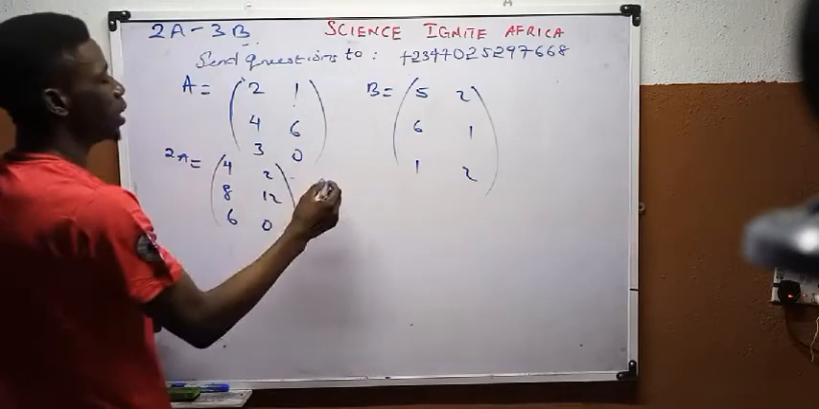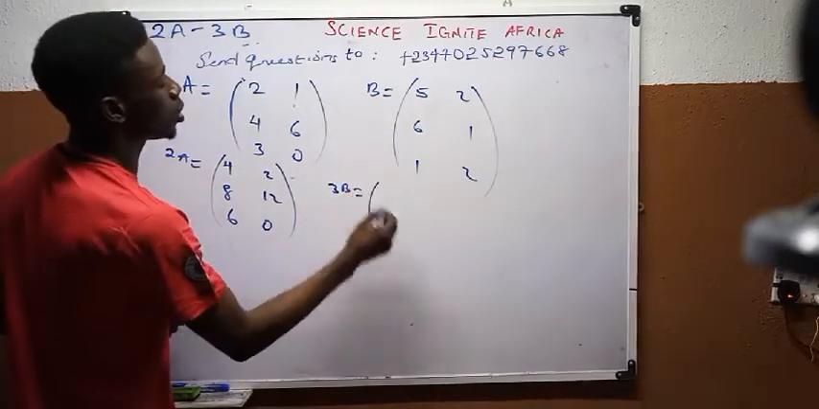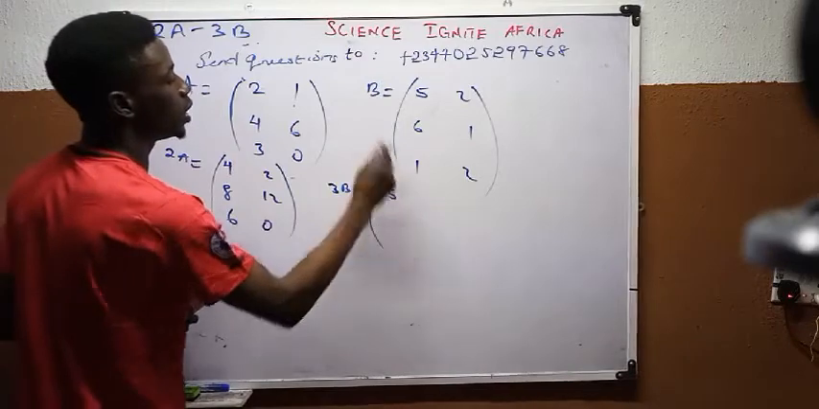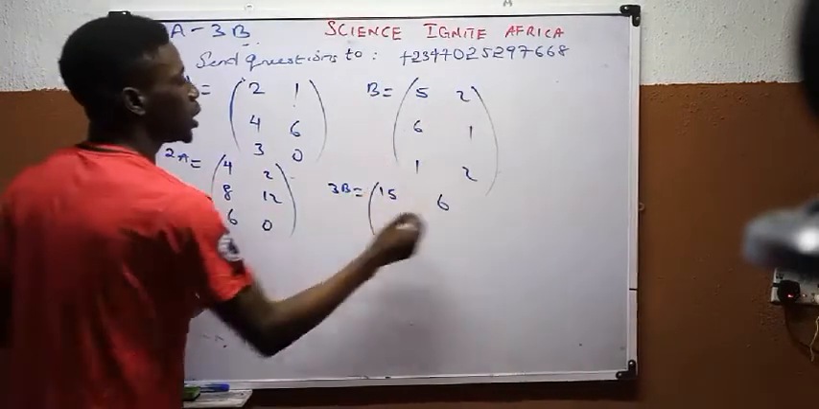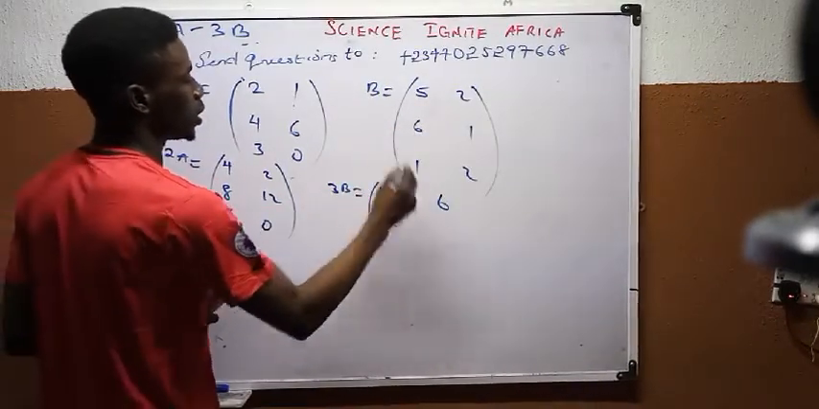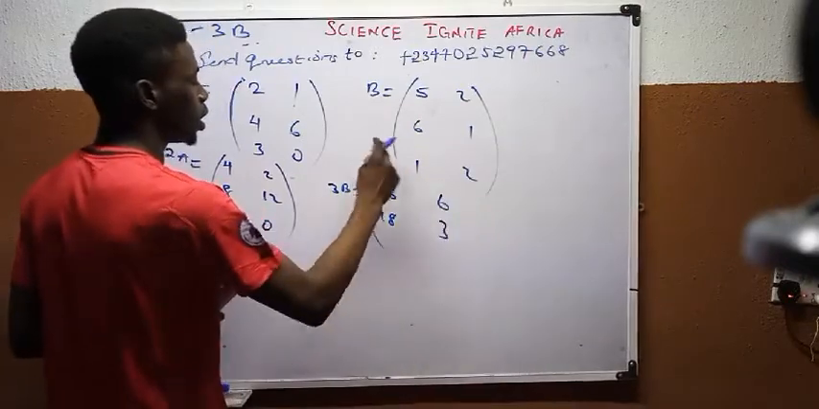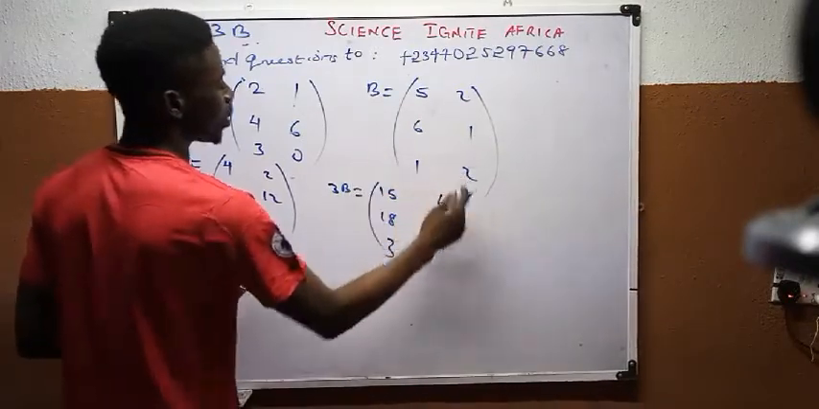Then 3B equals 3 times 5 is 15. 3 times 2 is 6. 3 times 6 is 18. 3 times 1 is 3. Then 3 times 1 again is 3. And 3 times 2 is 6.